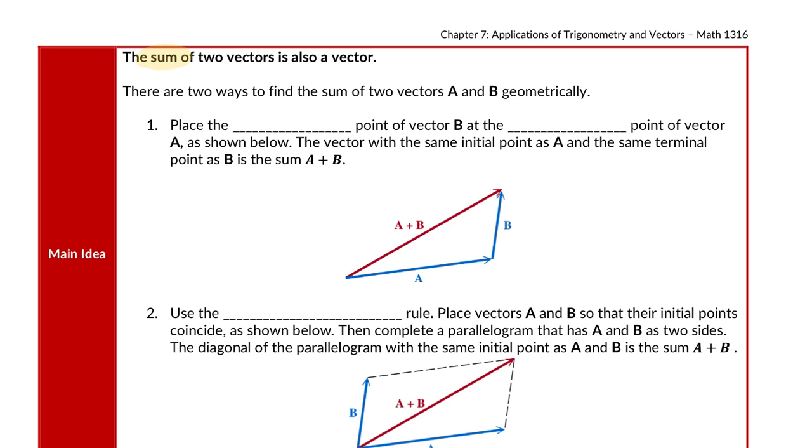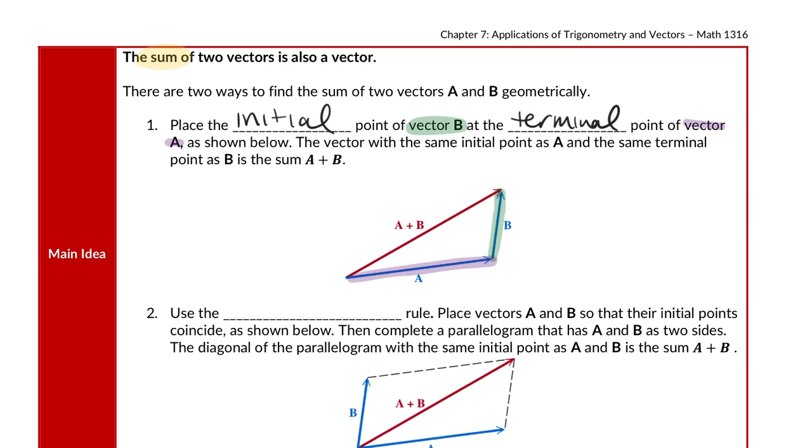You're going to place the initial point of vector B at the terminal point of vector A. So just to make sure we see what's happening here, if I was using vector B, that's this guy. I put the initial point of vector B at the ending or terminal point of vector A. So we have vector A, and wherever A ends, we put B right after it. So the initial and terminal points have to connect.